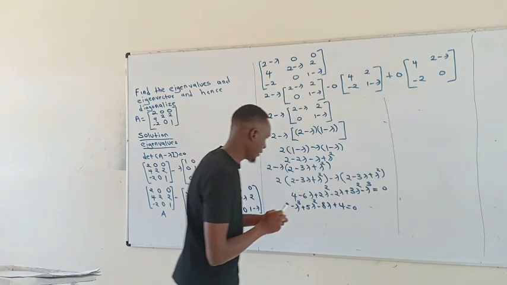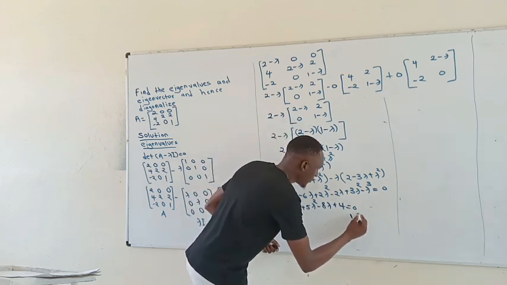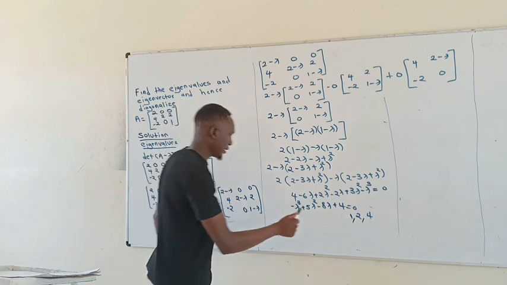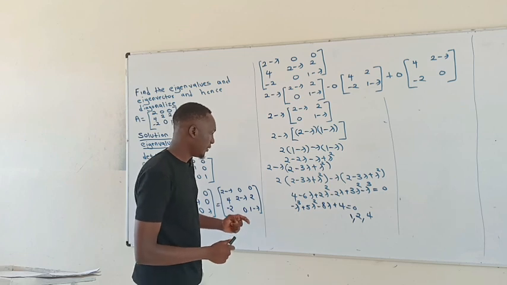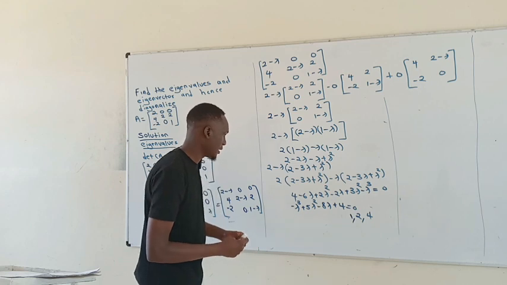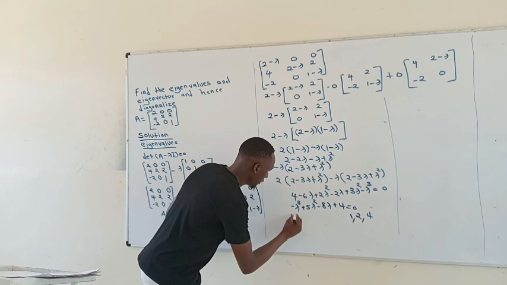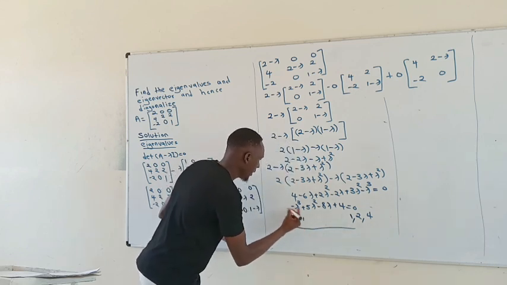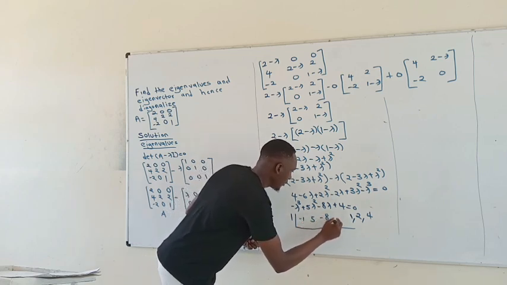Numbers that can divide 4 without a remainder: we have 1, we have 2, and we have 4. Now let's put 1 into the equation. We'll find that 1 will give us 0. If you substitute 1 here, it will give us 0. Therefore, using 1 into the coefficients, we have negative 1, 5, negative 8, and 4.